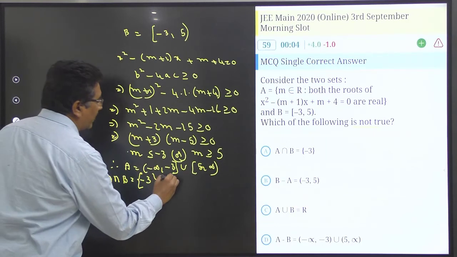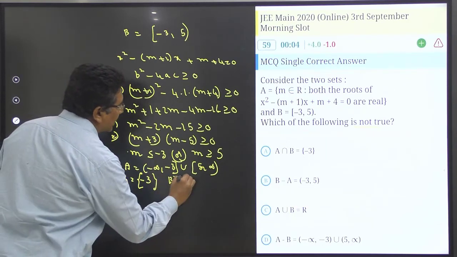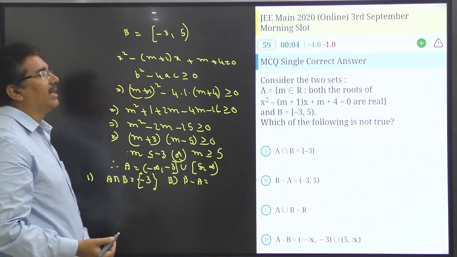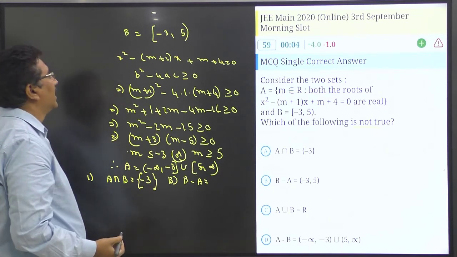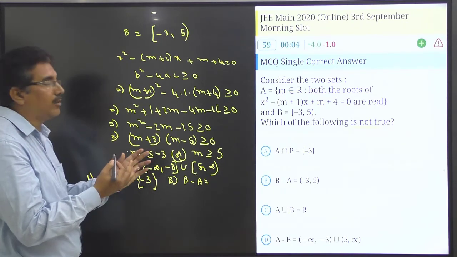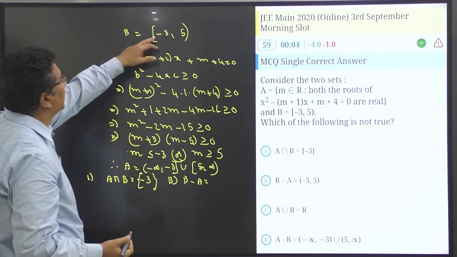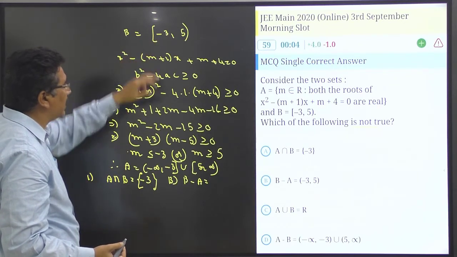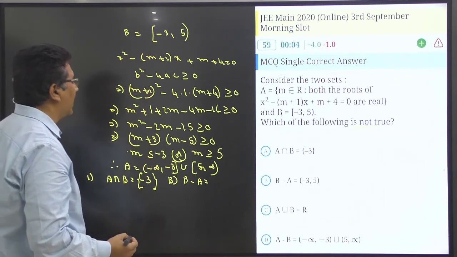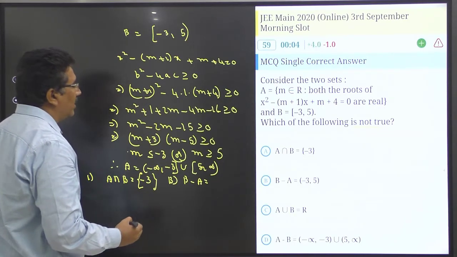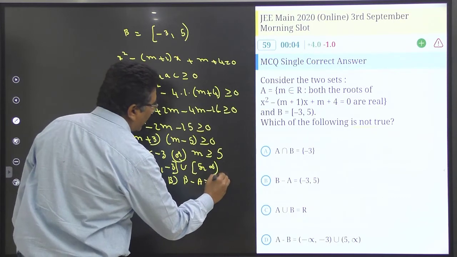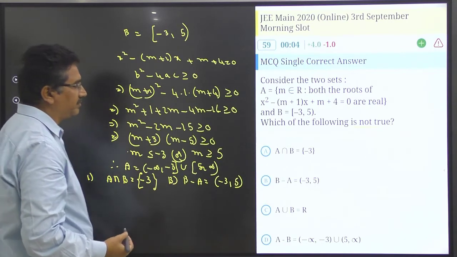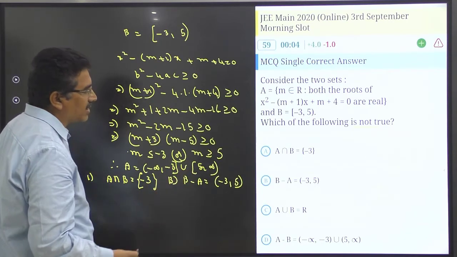Now, what is statement B? That is B minus A. B minus A means the set of all elements present in B but not present in A. Here minus 3 is present in both B and A, so B minus A is equal to the open interval (minus 3, 5). Statement B is also true.